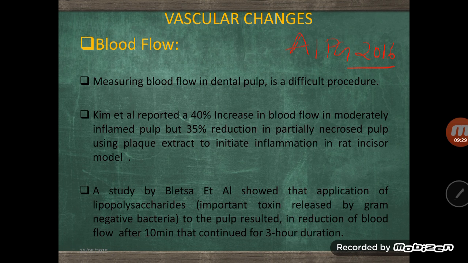Measuring the blood flow in the dental pulp, a closed cavity, is a difficult procedure. But Kim et al. reported a 40% increase in blood flow in a moderately inflamed pulp, but a 35% reduction in the peripheral necrotic pulp. This is very important. This was a study done in rats.